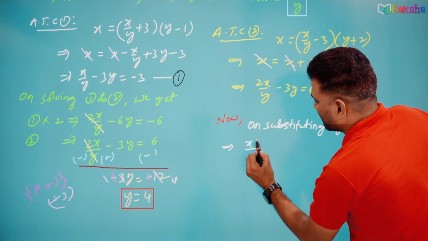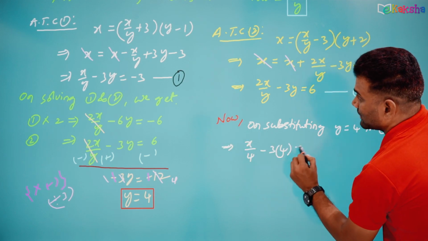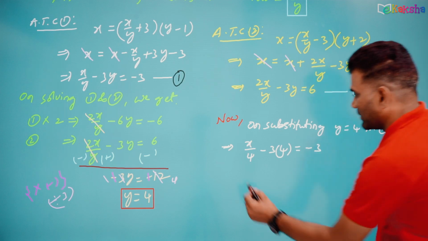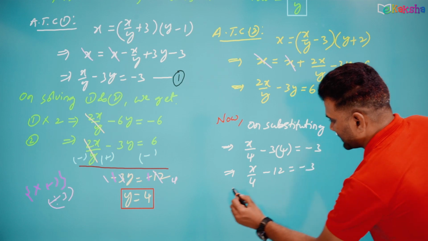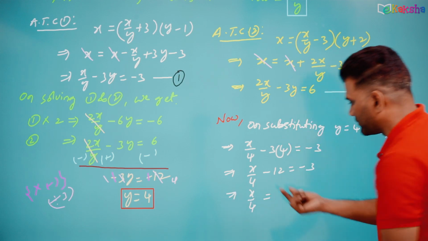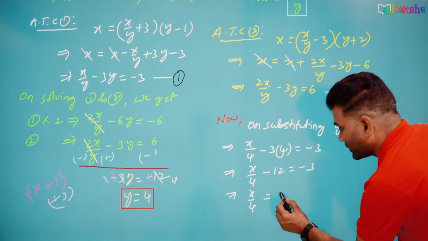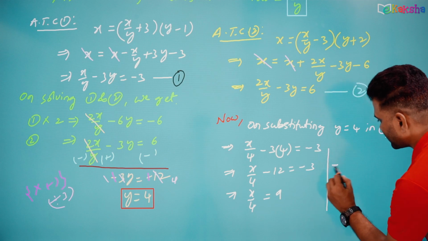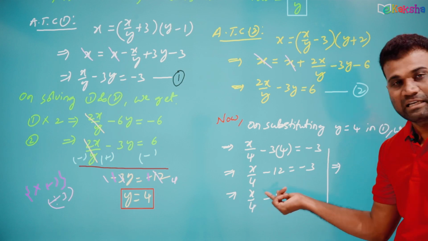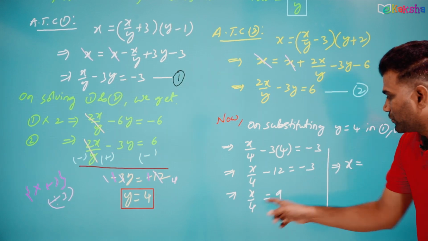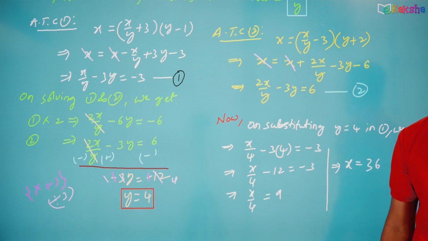Okay, now on substituting this y value in equation 1, what is equation 1? That is x upon y minus 3y is equals to minus 3, so x upon 4 minus 3 into 4 is equals to minus 3, and x upon 4, 3 4s are 12 is equals to minus 3. Then x upon 4, on shifting this negative 12 into this side, becomes positive 12. 12 minus 3, how much? 9. Here 4 is divided by x, so on shifting this side multiplies, so x is equals to 4 times of 9, that is 36. So we have got x 36.